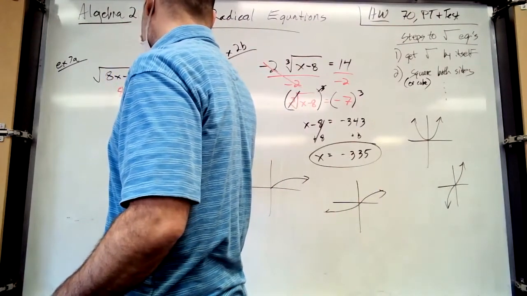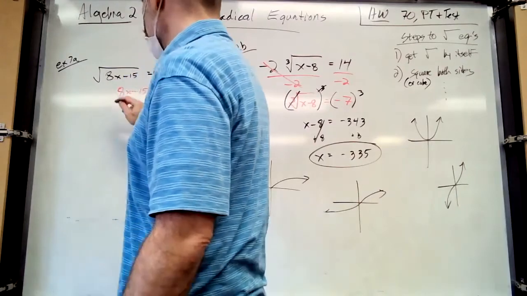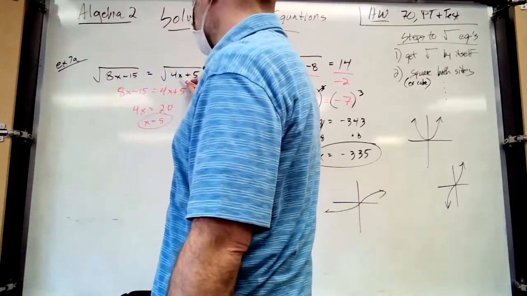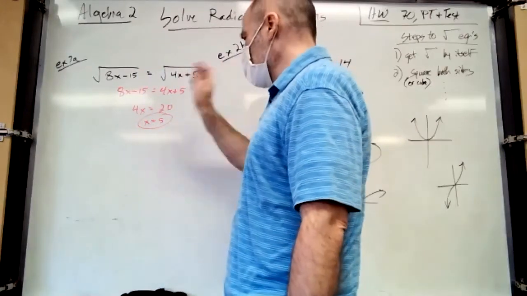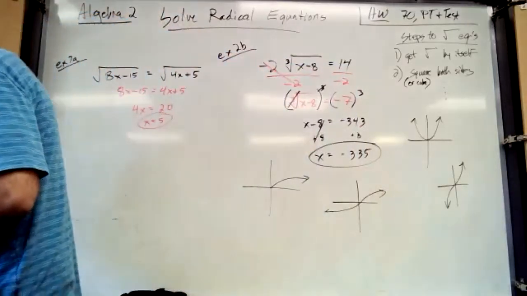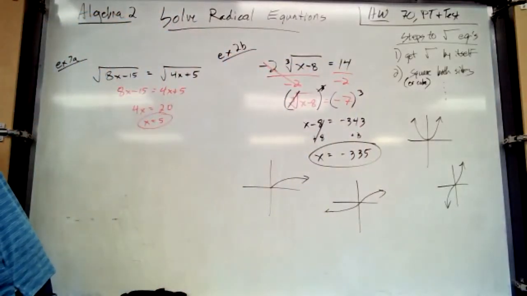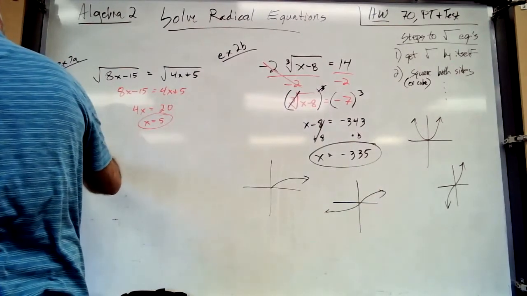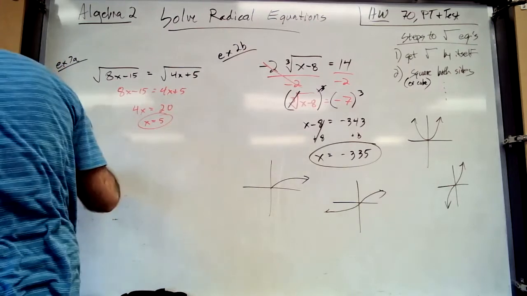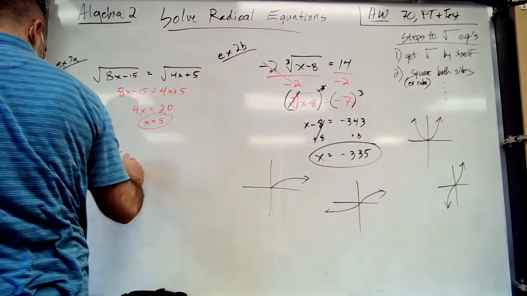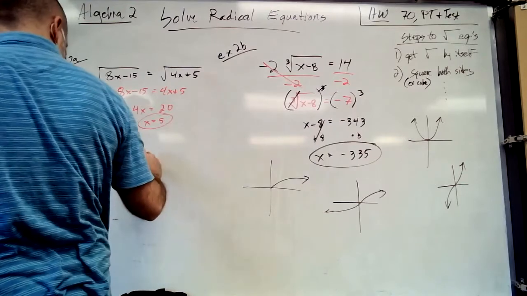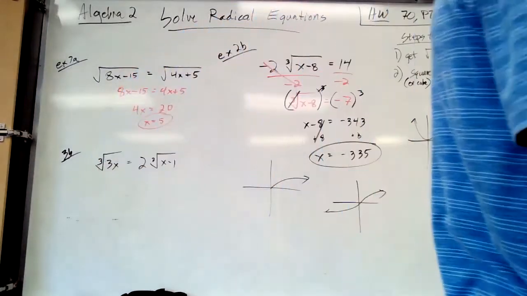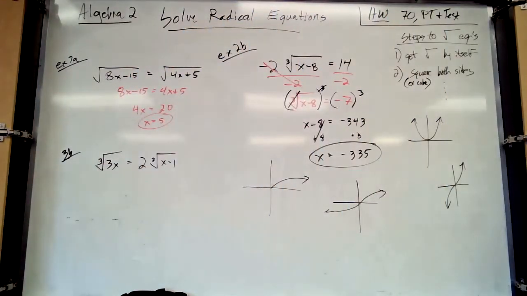So 4x equals 20, x equals 5. Check to make sure. 40 minus 15 is 25, square root of 25 is 5. 4 times 5 is 20, plus 5 is 25, square root of 25 is 5. It works. Okay. But what if it looks a little different? What if we have something like this, 3b, cubed root of 3x equals 2 times the cubed root of x minus 1? Well, still our only option is to cube both sides.